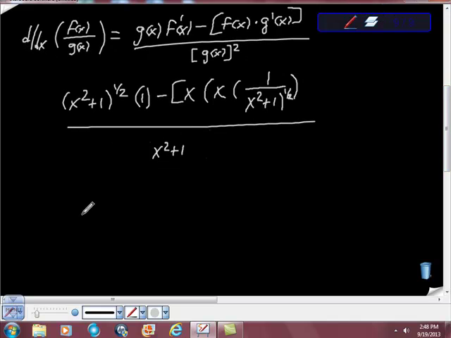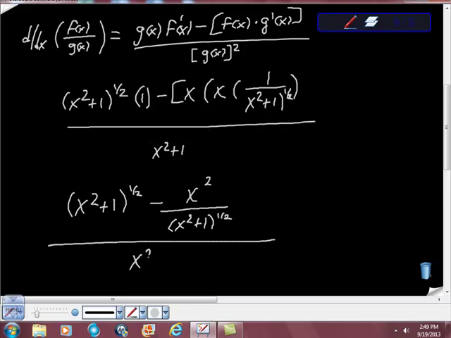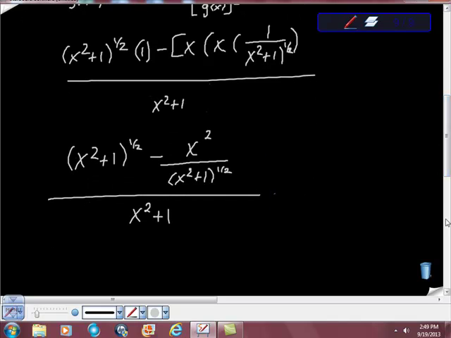I'm going to clean this up, and I'm going to say x squared plus 1 to the 1/2 power times 1 is just the same thing, which is x squared plus 1 to the 1/2 power minus, and then x times x is x squared, and x squared times this 1 up here is this negative x squared, isn't it? All over x squared plus 1 to the 1/2 power, all over, good gracious, it's a lot, isn't it? Right? And I'm still fishing for my derivative.